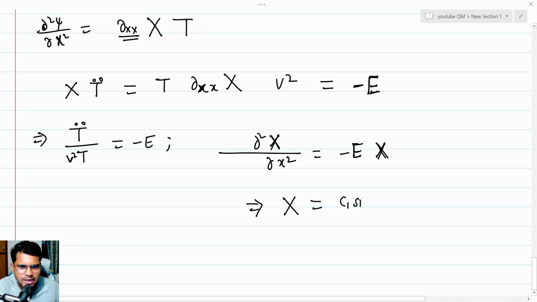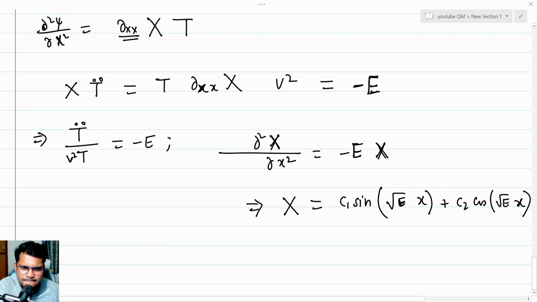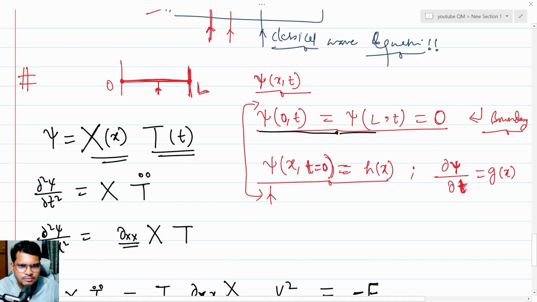X would become, let us say, c1 sine of square root of e x plus c2 cos of square root of e x. These c1 and c2 are constants, because two constants appear since the order of the derivative is 2, and hence two conditions are required to find out what they are. In the spatial system, I have two boundary conditions, right? At x equal to 0 and x equal to L.